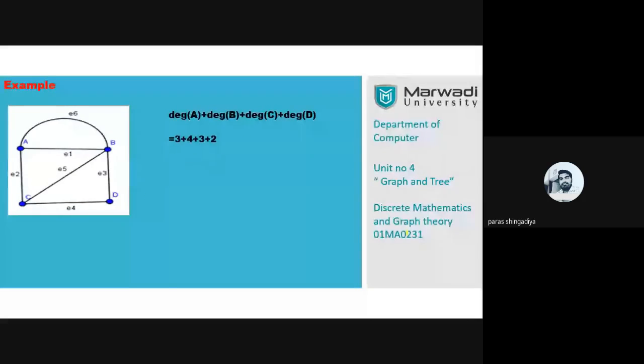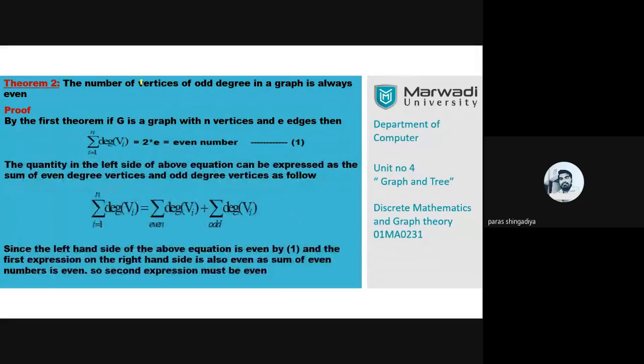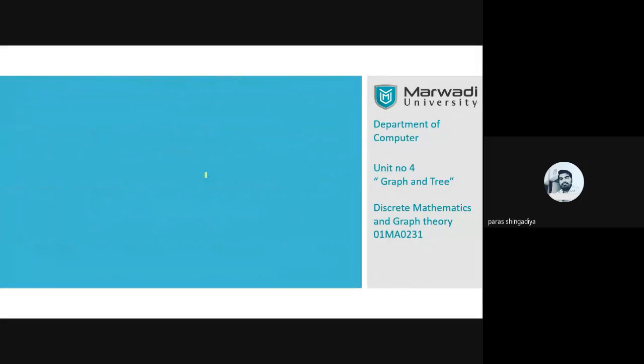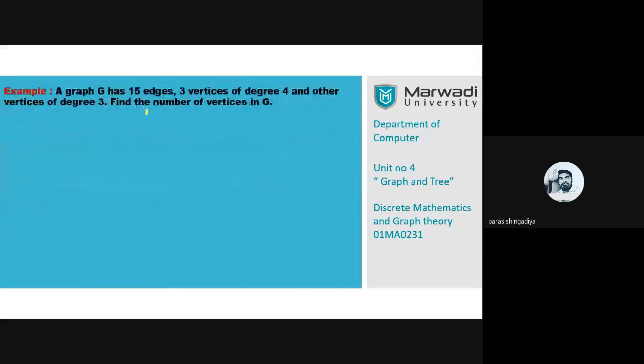So we will discuss this with an example. For any graph you can prove that, and then afterwards we will discuss the second theorem. The number of vertices of odd degree in a graph is always even in quantity. That was discussed by using the first theorem of graph theory and its counter example.